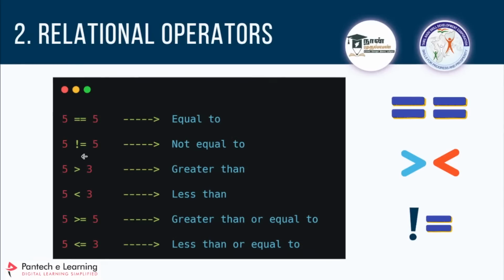The next one will be the not equal to sign. If you want to check whether one is not equal to another, you can check with an exclamation mark and equal to sign. This is going to check whether both are not equal. If they are not equal, it is going to give me true. If they are equal, it is going to give me false.